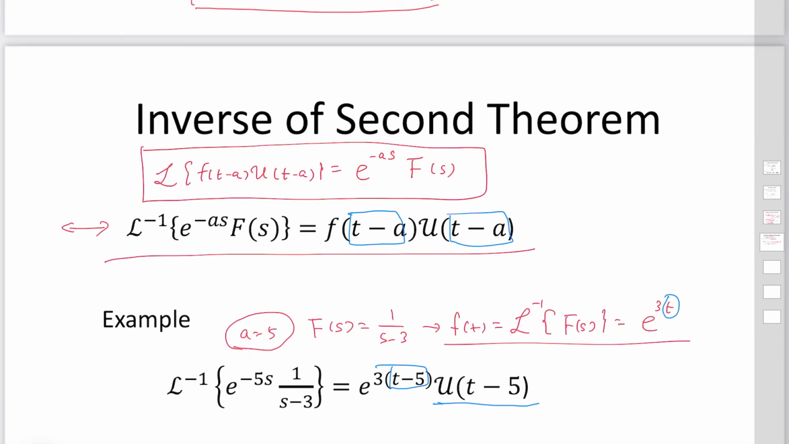So in this first session of the operational properties, I introduced the first translation theorem and the second translation theorem. Okay, this is the end of this session.